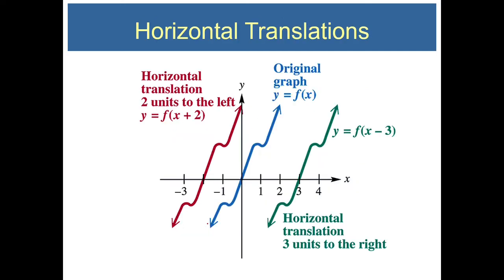So let's look at the example. Here we have the original function f of x. If there is a plus 2 on the inside of the function, it actually shifts it to the left 2 units. The graph gets shifted to the left 2 units because of that plus 2 inside the function. If we have an x minus 3, it actually shifts our graph to the right 3. The graph gets shifted to the right 3. It's kind of opposite of what we think.